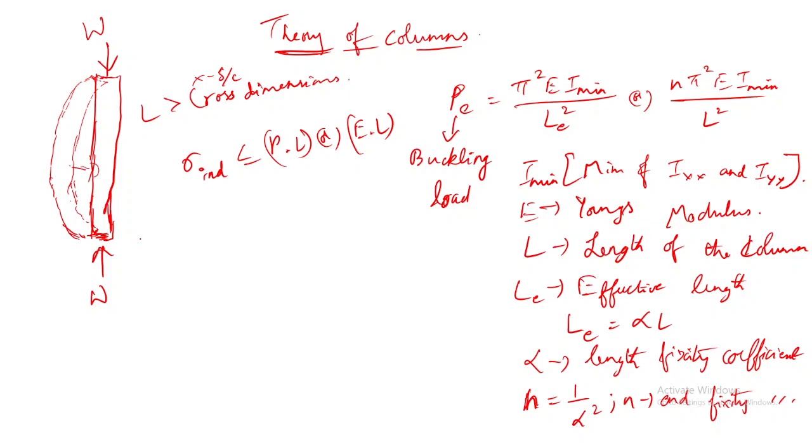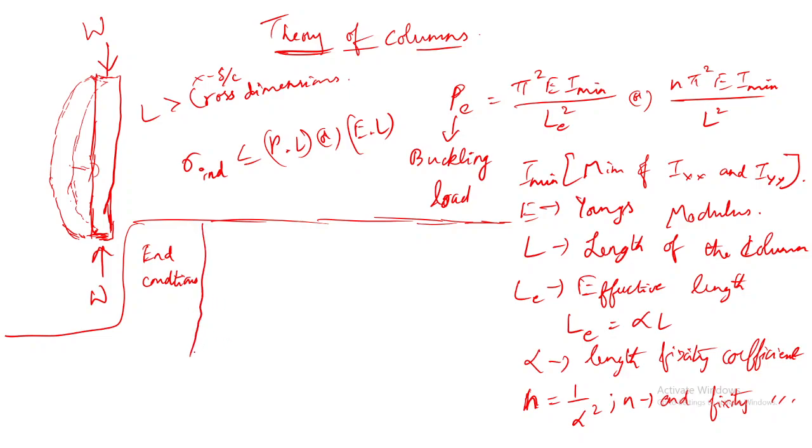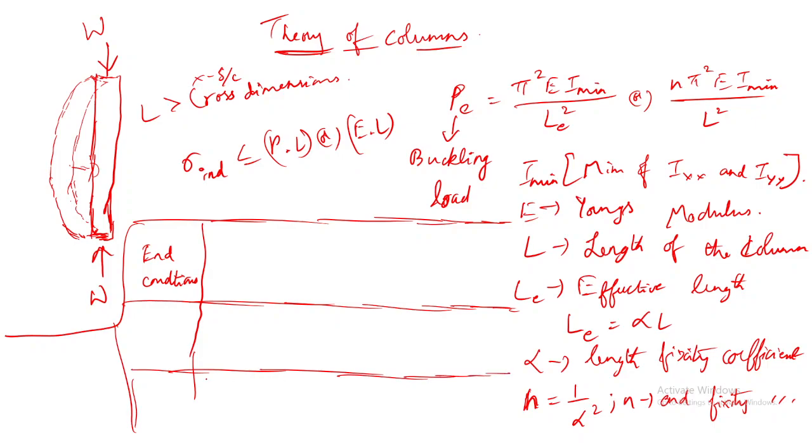Okay. So based on this we will be having 4 tables. This table is very important. Here I will write the end conditions, and here I will be dotting out the alpha value and n value. This is n, and this is alpha. n is equal to 1 by alpha square. We will be having 4 sections: 1, 2, 3, 4.